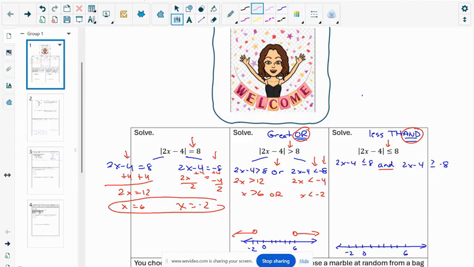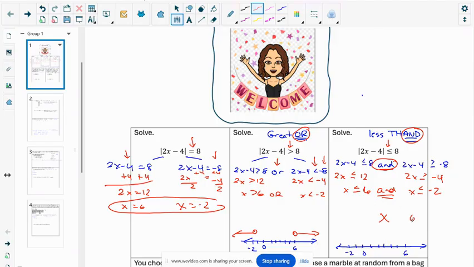Okay, and the next problem, again, same thing, except I'm going to have the word "and" in between. So I have 2x is less than or equal to 12, x is less than or equal to 6, and I have 2x is greater than or equal to negative 4, divide both sides by 2, and I have x is greater than or equal to negative 2. Now, I'm not done here. I have to put them together. So I'm going to put my x in the center because it's "and".